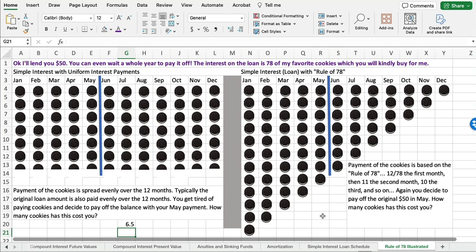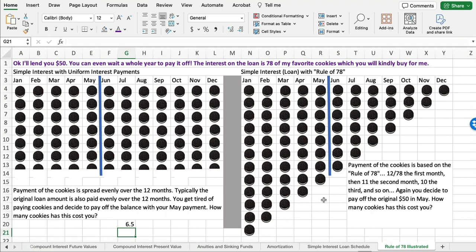Under the rule of 78, that's over here on the right, we don't divide the interest payments up evenly at all. In fact, what happens is you end up paying a lot more interest in the first half of the loan period, or in this case, the year. In the first half of the year, you're going to pay a lot more cookies than in the second half. So it slowly goes down.